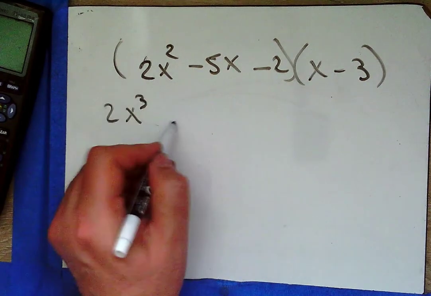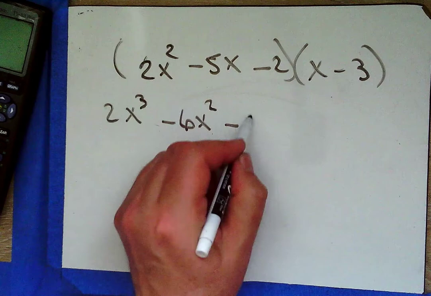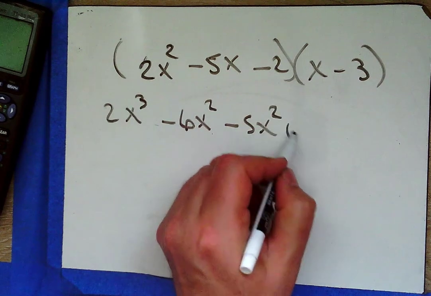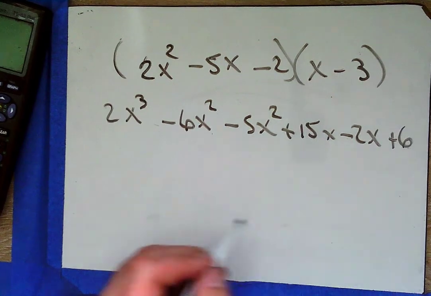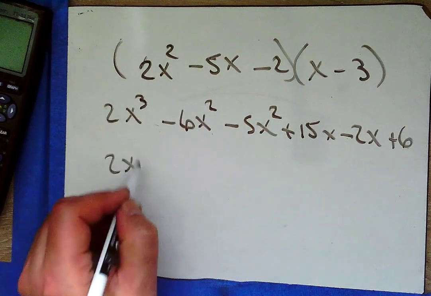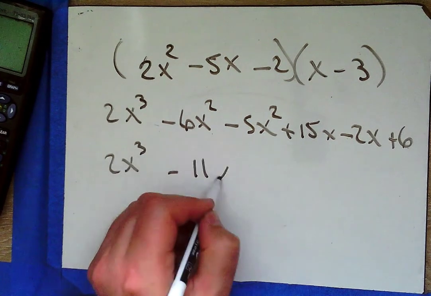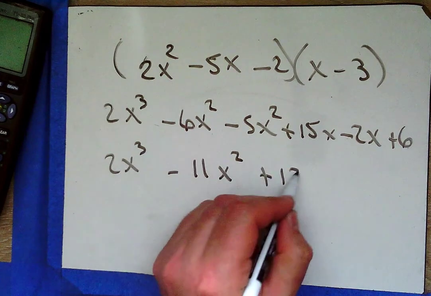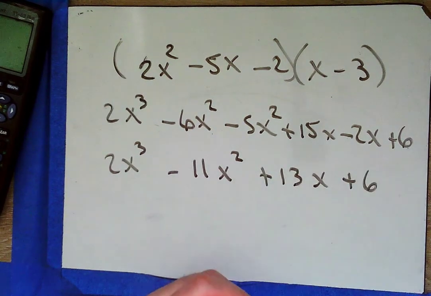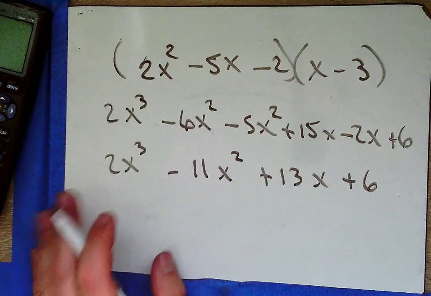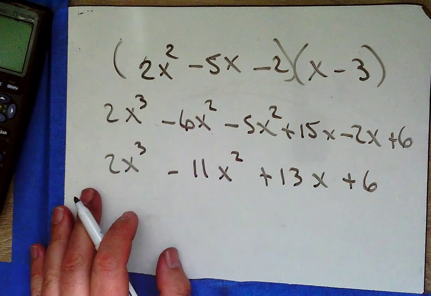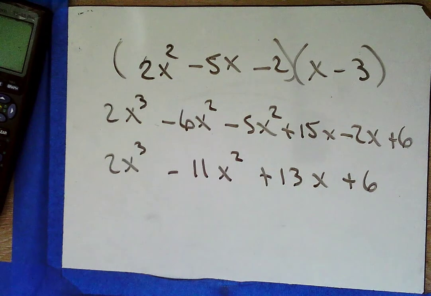2x to the third minus 6x squared minus 5x squared plus 15x minus 2x plus 6. And then when you combined like terms, did you have... And ideally, this problem takes just that long. But it's not a really long, laborious process.